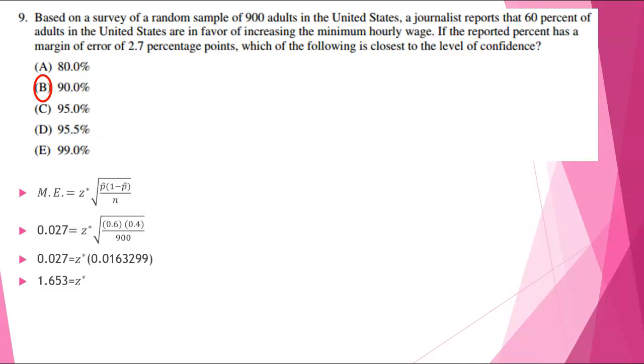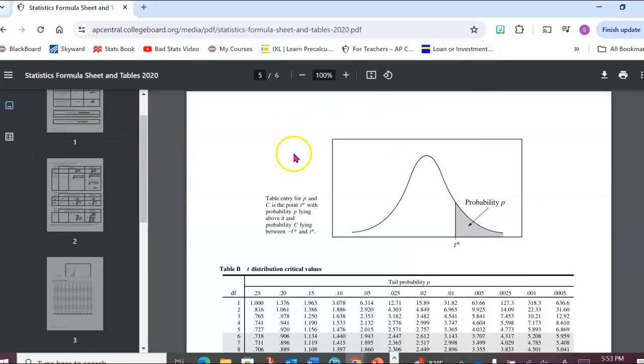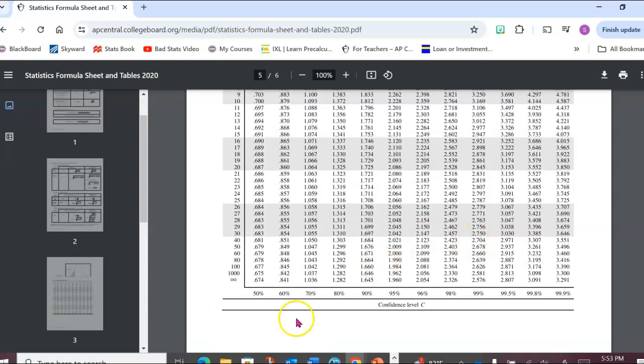I did want to point out one more thing, and this goes back to question 9 from the last video, but instead of using the calculator to find the 90%, you could have also used your table of values. If you go to your t-distribution table of values, we had 1.65 as our critical value. So if you come down here where it's infinity, that's going to give you infinity.